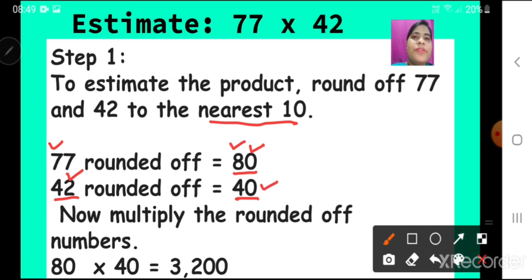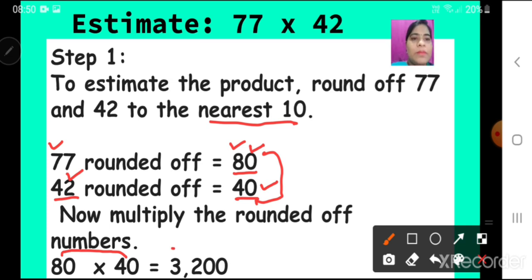Now we have rounded off the numbers. The next step is to multiply these numbers. 80 and 40 we have to multiply. Now multiply the rounded off numbers, that is 80 multiplied by 40 is equal to. Children, this type of multiplication we have done in our previous exercise, correct? So how do we multiply? First we multiply the numbers. 8 into 4. What is 8 fours? 8 fours are 32.